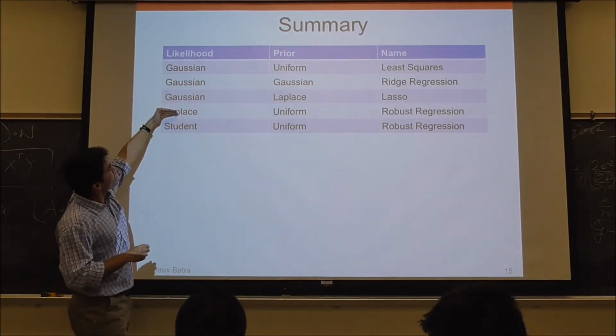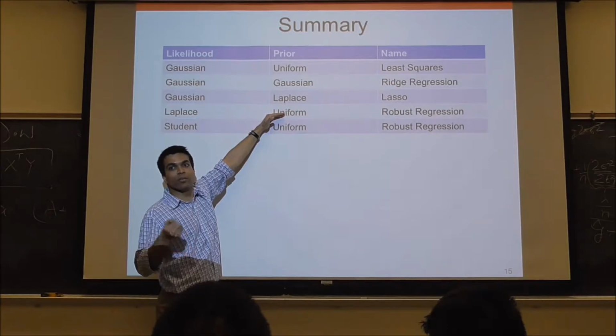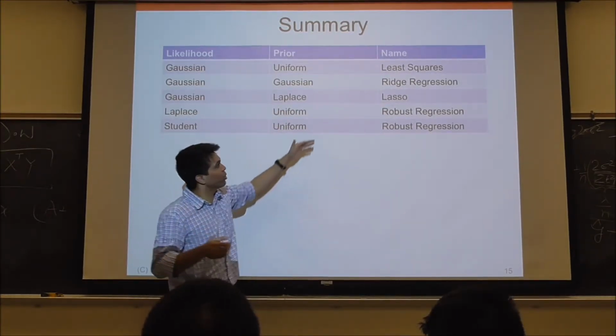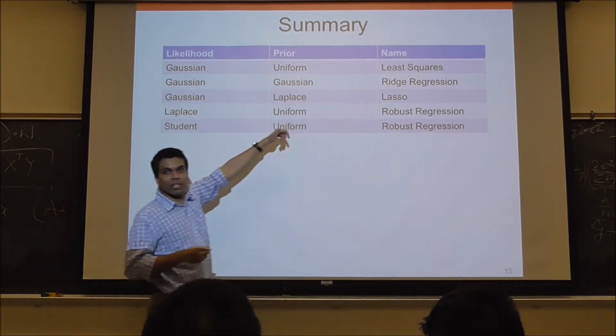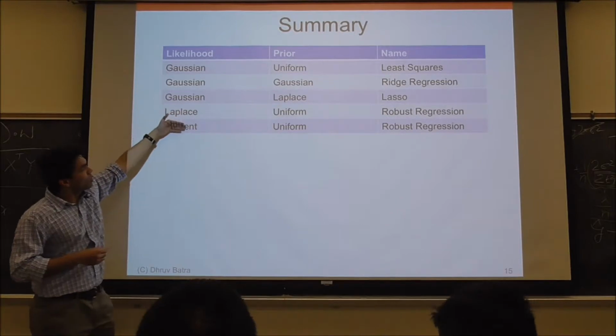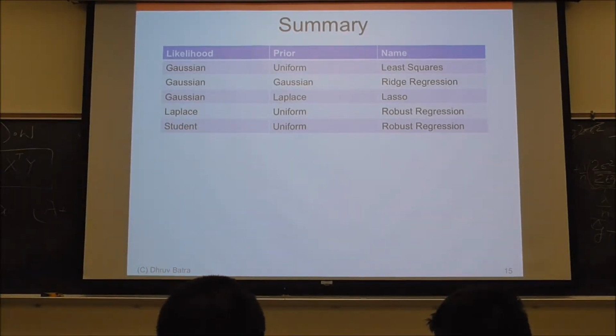You can use a Laplacian likelihood with a uniform prior. That's what we did with the robust least squares, right? Where we replaced squared loss by absolute, and that was robust regression. But you can mix and match. You can use Gaussian likelihood with Laplacian prior. You can use Student-t likelihood with uniform priors, and you can have different combinations of the likelihoods and the priors you're putting to construct different methods.